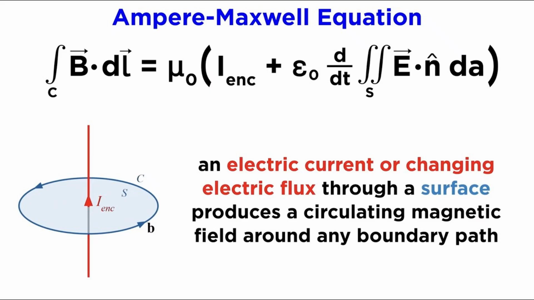Now the fourth equation is the modified Ampere-Maxwell equation, which is closed integral of B dot dl equals mu naught I, and the additional term is epsilon naught d by dt of surface integration of E dot dA. Here n is a unit vector, telling the direction of electric field. So an electric current or change in electric flux through a surface produces a circulating magnetic field around any boundary path. If we consider a current carrying wire in which current is I, then there is a magnetic field around it given by the modified Ampere-Maxwell equations.